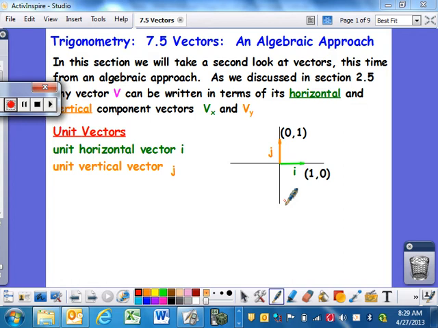Alright, this is section 7.5. It's all about vectors, and we've actually dealt with vectors before. We just haven't necessarily said that they were vectors, but this is back in section 2.5, chapter 2.